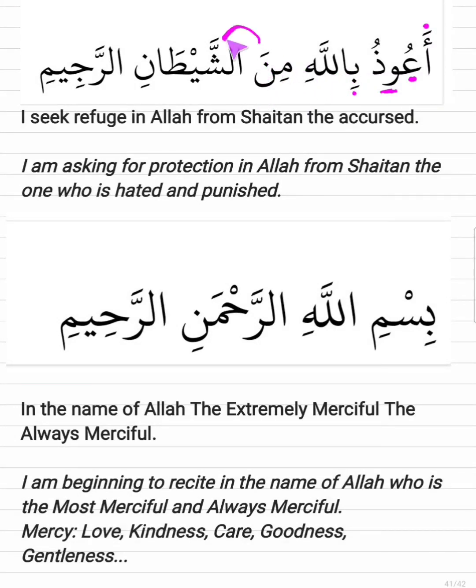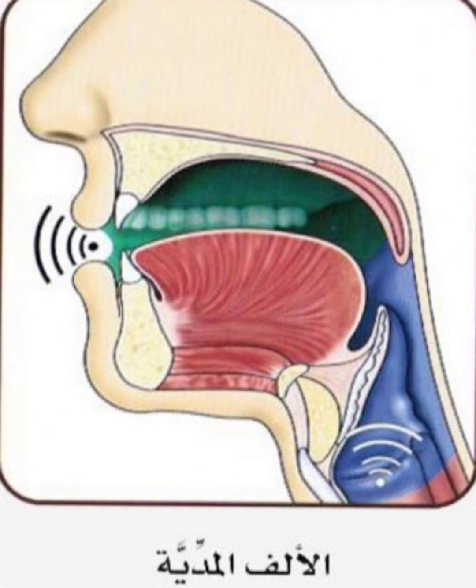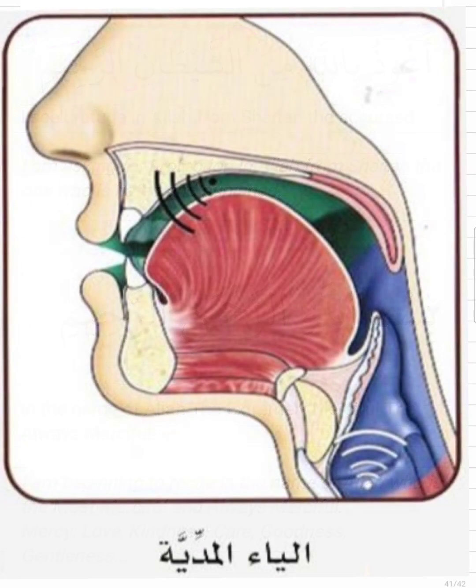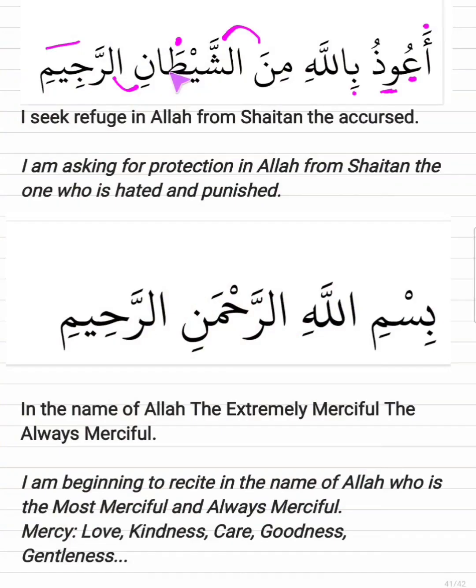Minash shaitan. Make the ta heavy. Minash shaitanir rajim. Make sure that you're stretching this maddiya letter. Again, this is a maddiya letter as well. Make it a little longer like this. You feel the maddiya letter here as well? Ya maddiya. What does it mean?